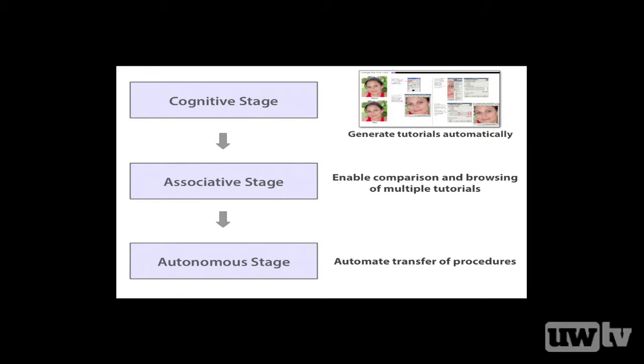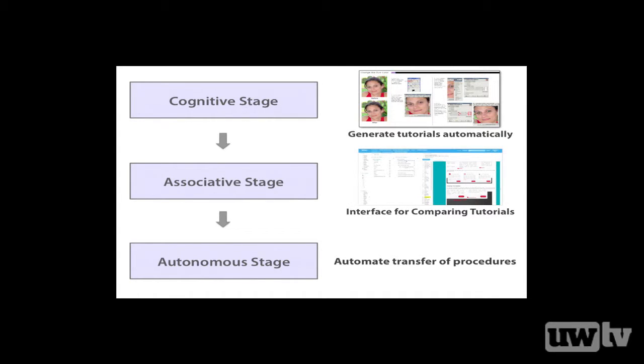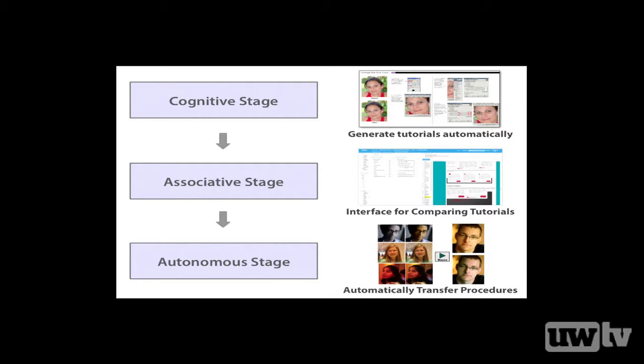To address the challenges that we just saw, I built 3 different systems that I would like to show you today. First, I've developed a tool to automatically generate high-quality step-by-step tutorials from a demonstration. With this tool, making tutorials becomes really fast and easy. I've also built a new interface for browsing and comparing tutorials. This allows learners to better understand the similarities and differences between multiple photomanipulation procedures. And finally, I've automated the transfer of several classes of photomanipulation procedures. Let me start with the first project on automatically generating photomanipulation instructions.